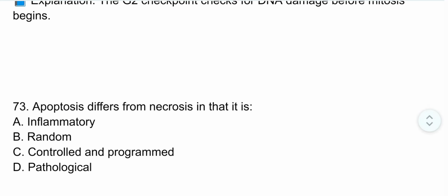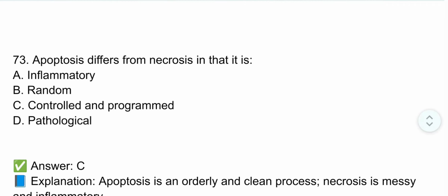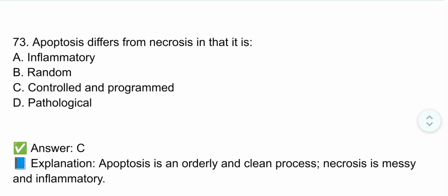Question number 73. Apoptosis differs from necrosis in that it is? The correct option is option C, controlled and programmed. Apoptosis is an orderly and clean process. Necrosis is messy and inflammatory.